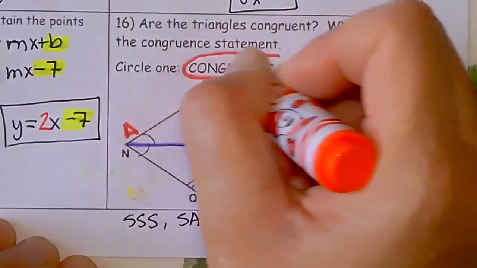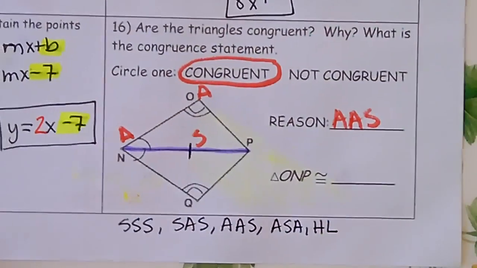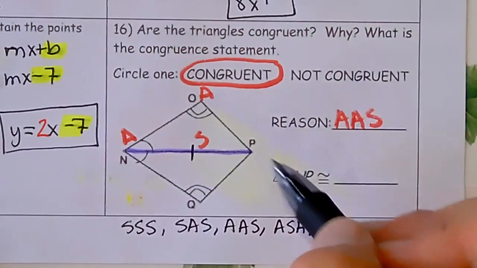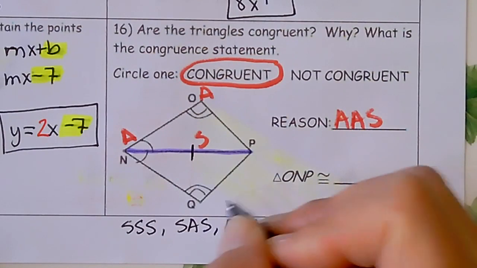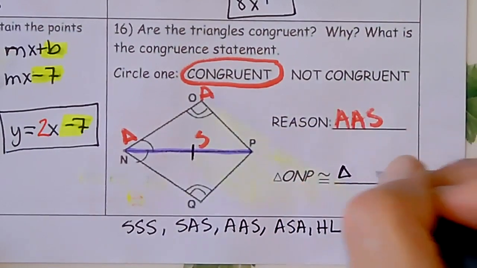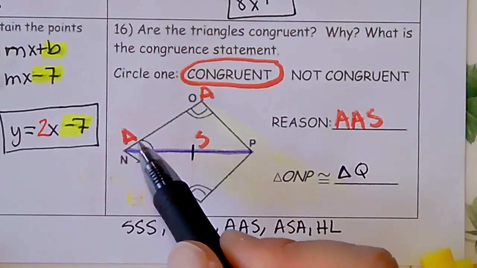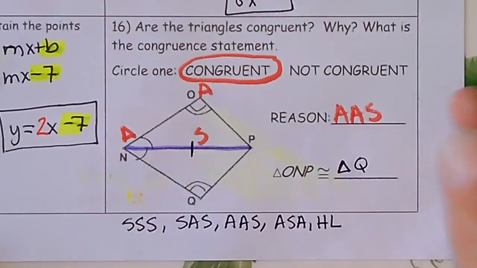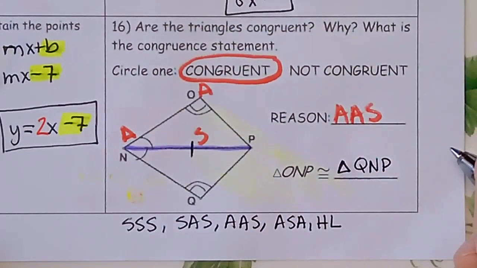They would be congruent. And then when they talk about this congruent statement, I need to match up. So if this is triangle ONP, what corresponds with O? Q. So this would be triangle, put your triangle there, Q, and then N and N have the same marking, okay? And then P. And that's your answer.